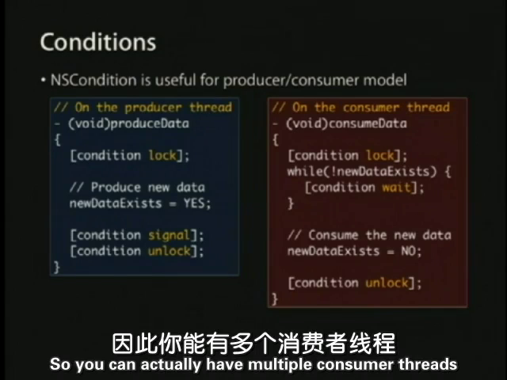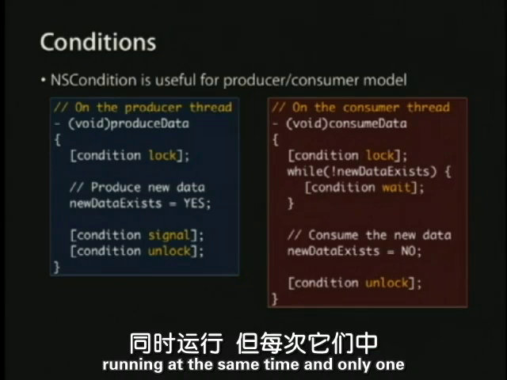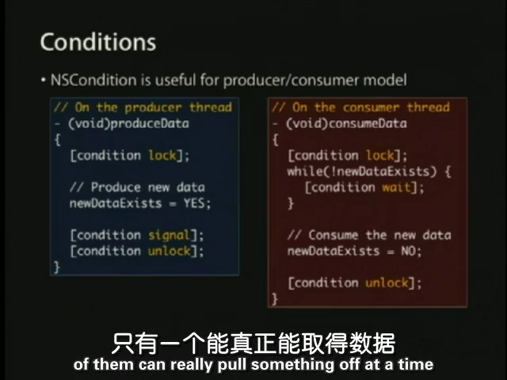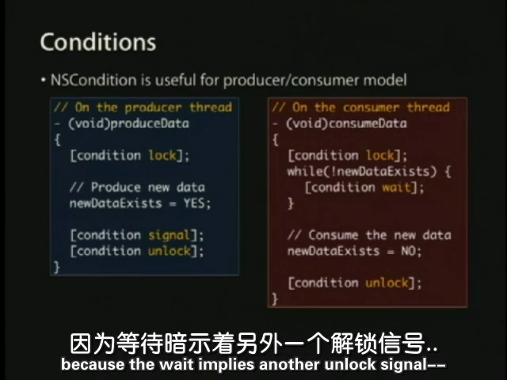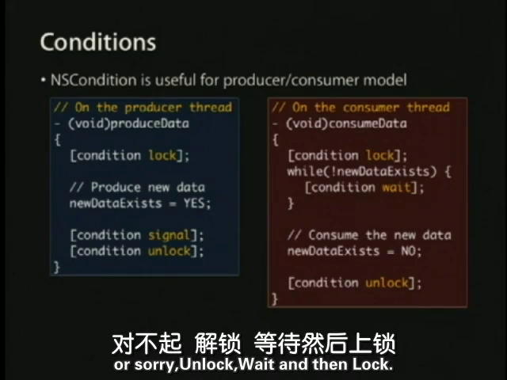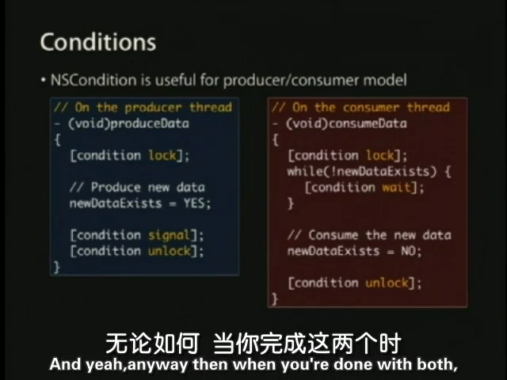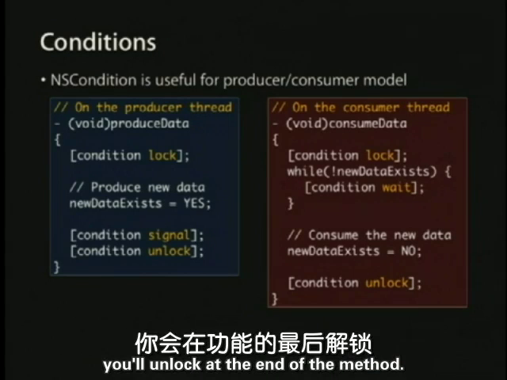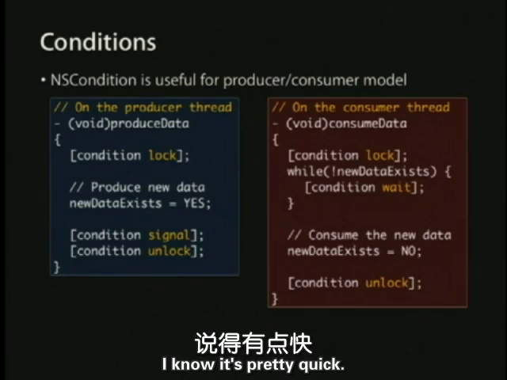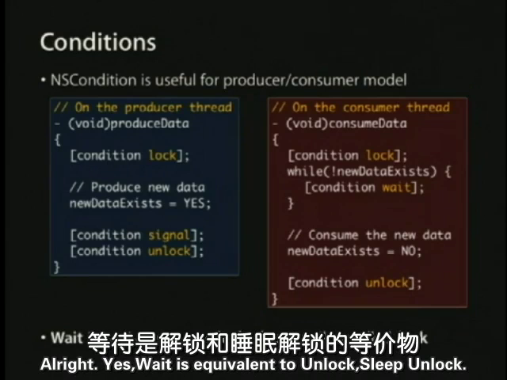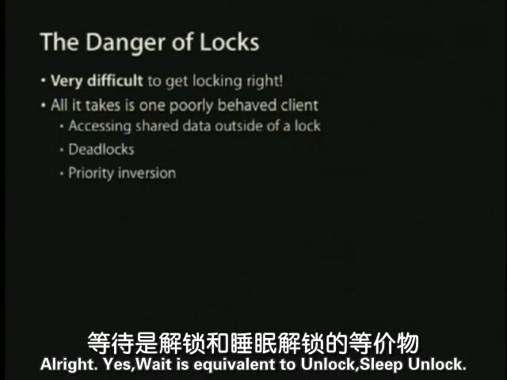So you can actually have multiple consumer threads running at the same time. And only one of them can really pull something off at a time because the wait implies another unlock: unlock, wait, and then lock. And anyway, then when you're done with both, you'll unlock at the end of the method. So does that kind of make sense? I know it's pretty quick. All right. Yeah, so wait is equivalent to unlock, sleep, and lock.